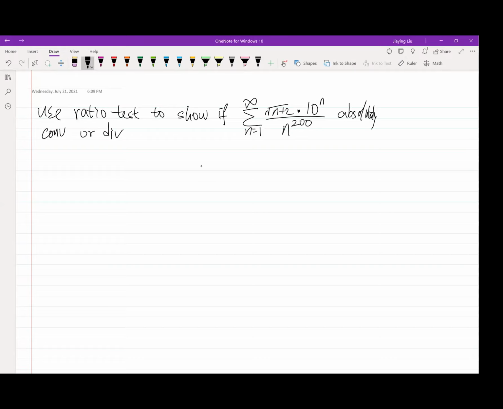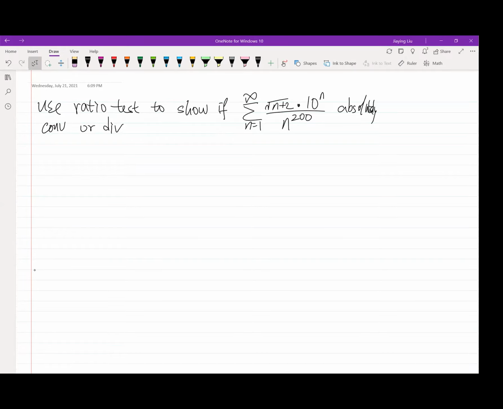So what we're going to do first is apply the ratio test, right? In the ratio test, we have to define an L. So define L equals the limit as n goes to infinity of a_{n+1} over a_n, in absolute value. Make sure you include the absolute value here. It's very important you include it.